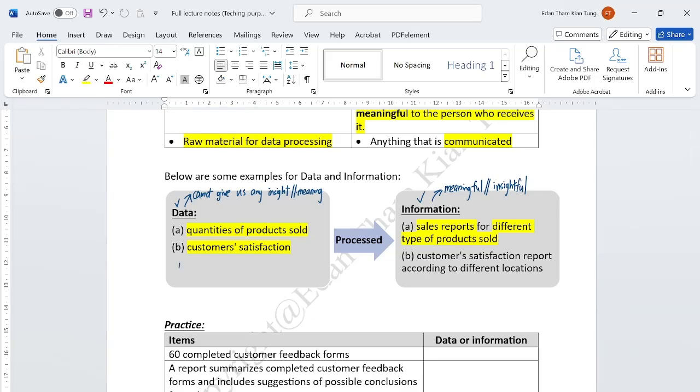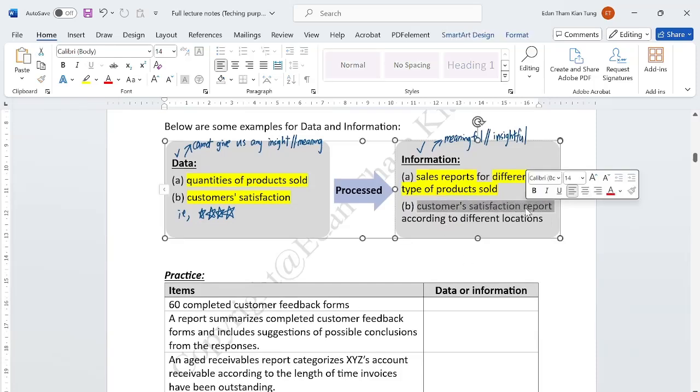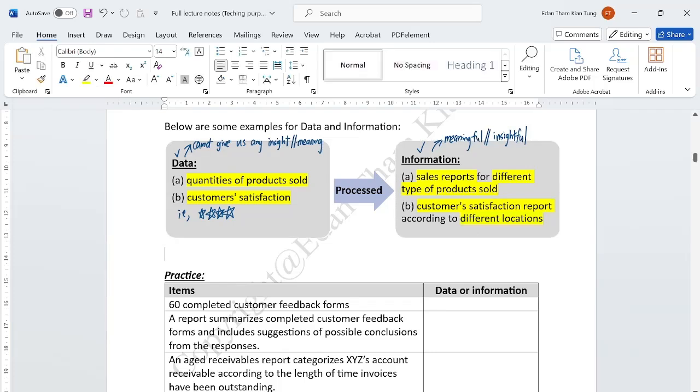All right. So basically, if we look at the customer satisfaction by itself, right, it shows that, for example, we got 4 star out of 5 star. It seems like our company is doing good, right? And that's why we can achieve such a good customer satisfaction. But if we go and process the data, right, you can produce something called customer satisfaction report according to different location.